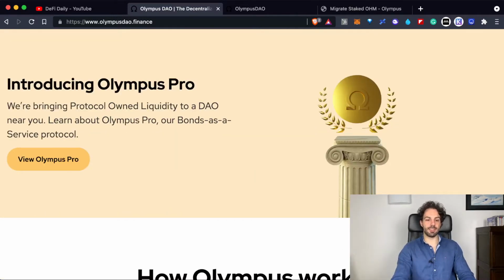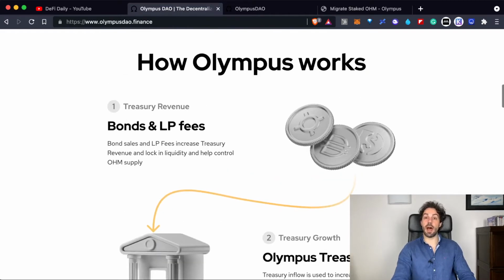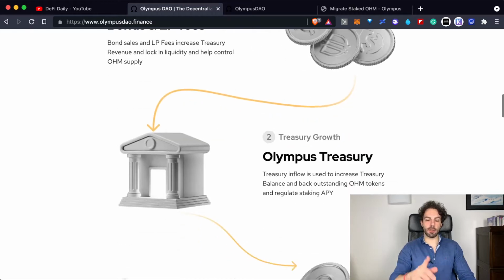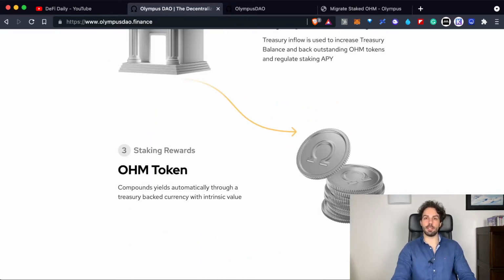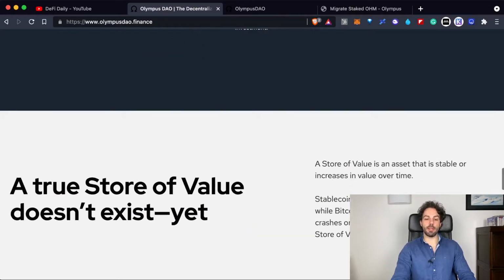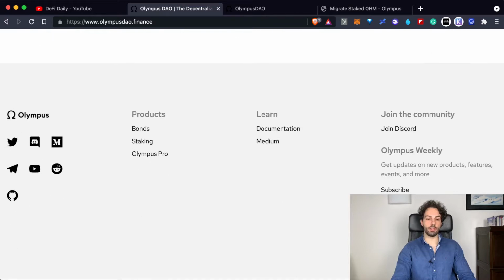Here you can find that they are claiming that they have introduced Olympus Pro, as I told you a moment ago. And here you can find how it works. I will not go through it right now because we will see it directly from the app. Anyway, I highly recommend you have a look at the website and also at their documentation, and I will leave you the links in the description below, because through these two websites you can find some important information.